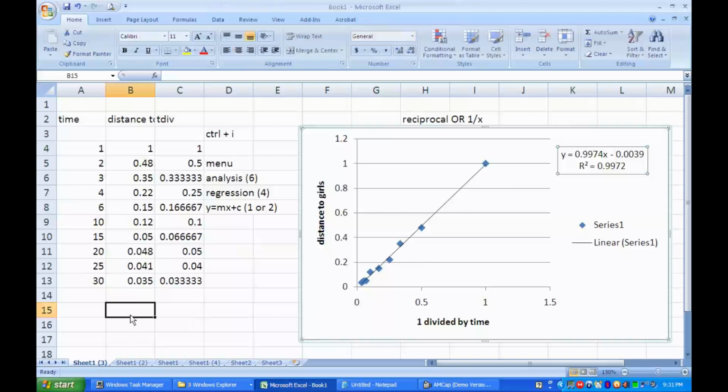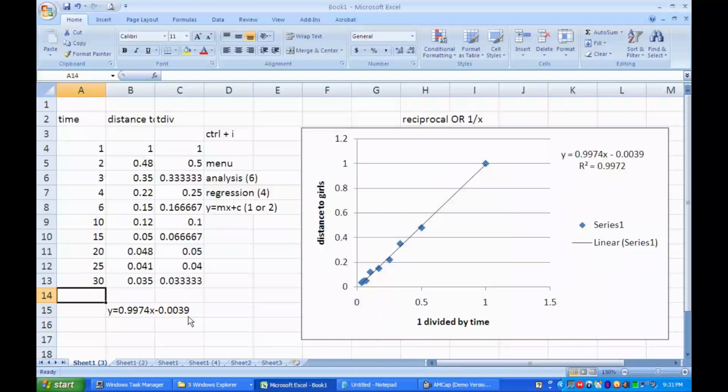So our equation is y equals 0.9974x minus 0.0039. Now, suppose the question that they ask is, how close will our good friend Billy be to the girls at time 50? Don't know. But we do have an equation here. Now remember, y is equal to distance to girls, and x is equal to 1 divided by time.